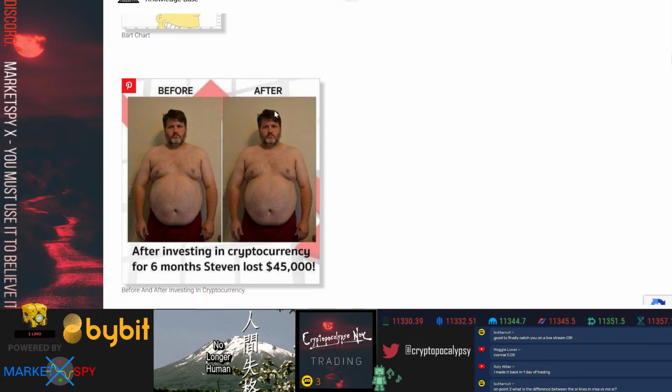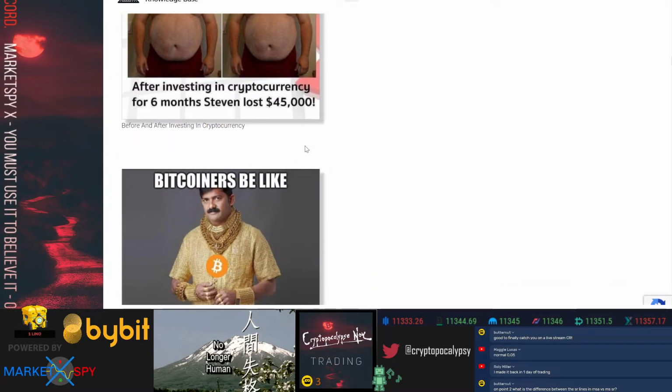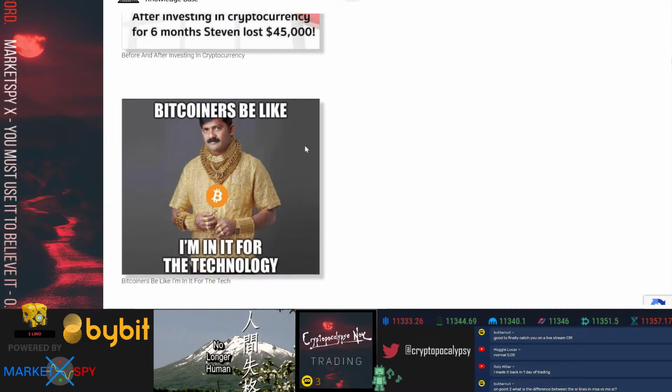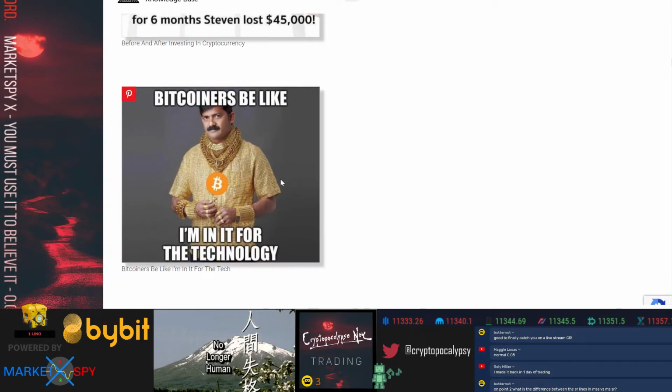Before and after investing in cryptocurrency for 6 months, Stephen lost $45,000. Bitcoiners be like, I'm in it for the technology. I can relate.